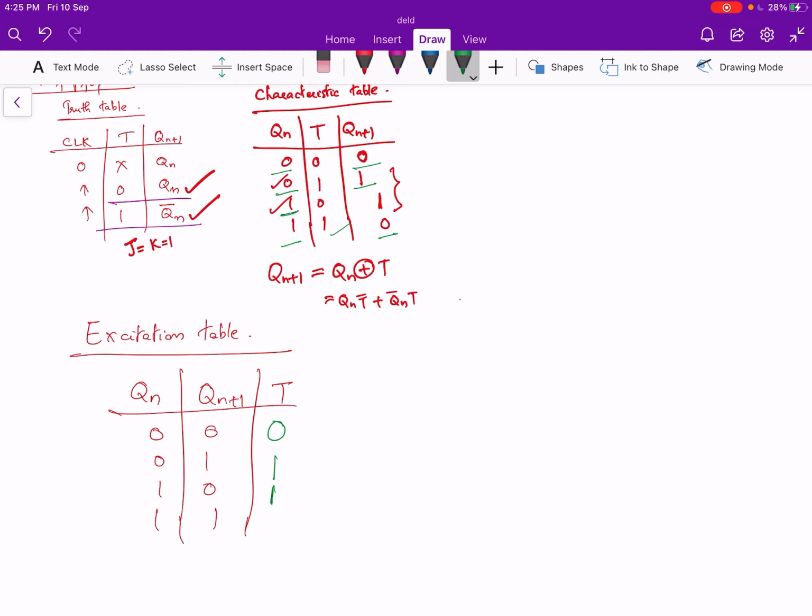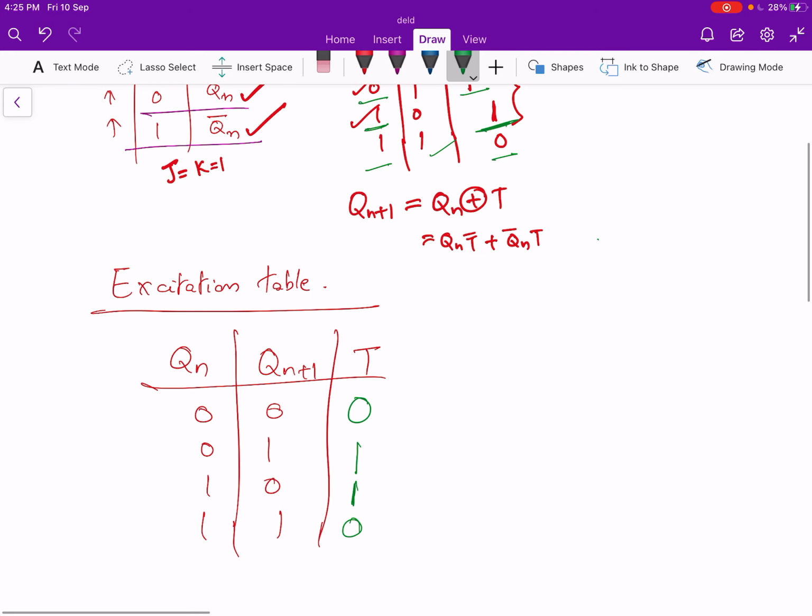And when it is 1 and 1, Qn is 1 and Qn plus 1 is 1, T is equal to 0. So that we can write over here. So this is the excitation table of a T flip-flop.